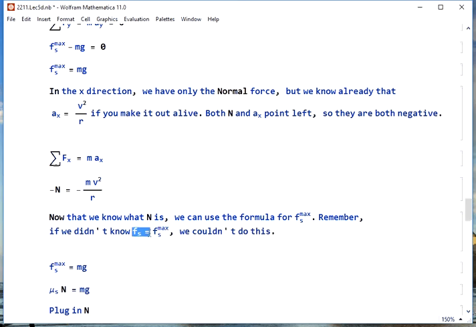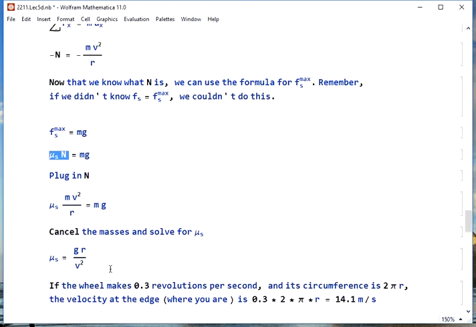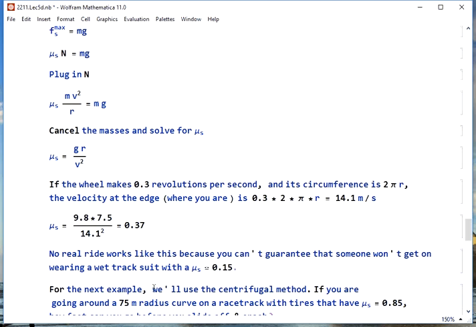If we didn't happen to know that the frictional force was at its maximum, we couldn't do this, of course. You have to be careful with that. So from the y direction, Fs max equals mg. From the definition of maximum frictional force, we have that equal to μs n. Then we plug in the normal force that we just found from forces in the x direction. We cancel the masses, and we get that μs is g times r over v squared. If the wheel is making 0.3 revolutions per second, circumference is 2 pi r, the velocity at the edge, and that's where we've assumed you are, is 14.1 meters per second, so we would get μs as 0.37.